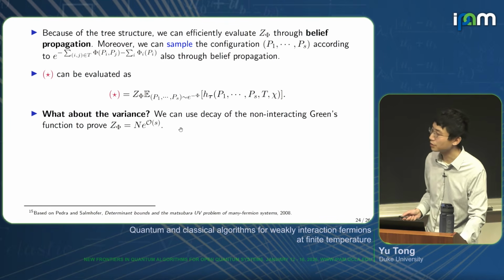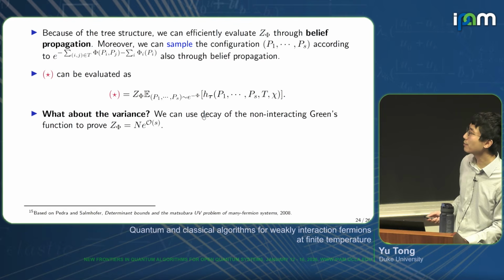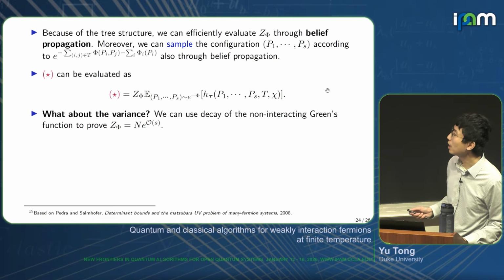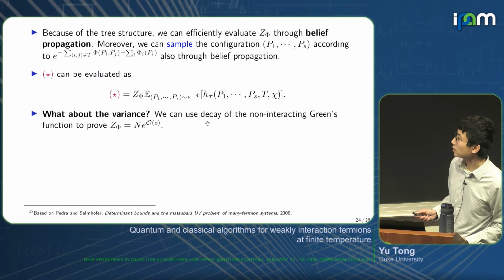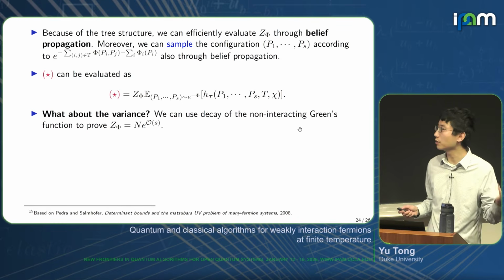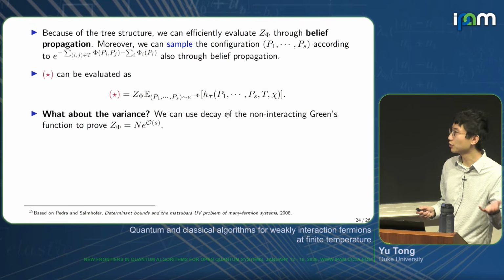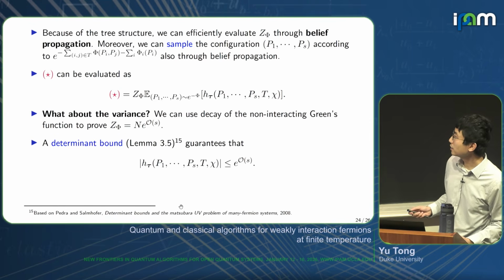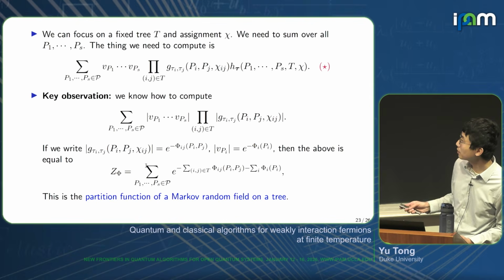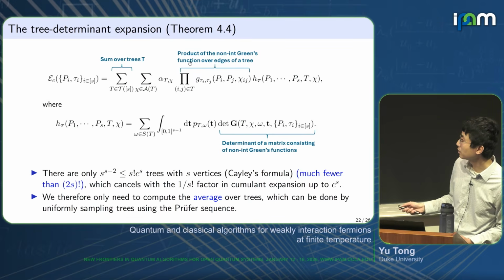Then the question is, how large is the variance, right? If the variance blows up, everything will still be for nothing. But it turns out you can get an upper bound for h tau. The first thing is that this z phi, the partition function corresponding to the Markov random field, is good. You can use the decay of the non-interacting Green's function to prove that it only scales linearly in n and at most exponentially in s. The second thing is that each h tau is also bounded very nicely. Each h tau, as you saw previously, involves a determinant. So here there is a determinant.